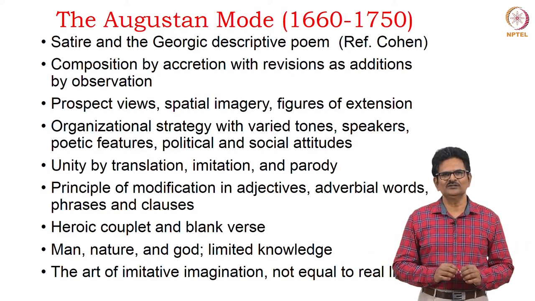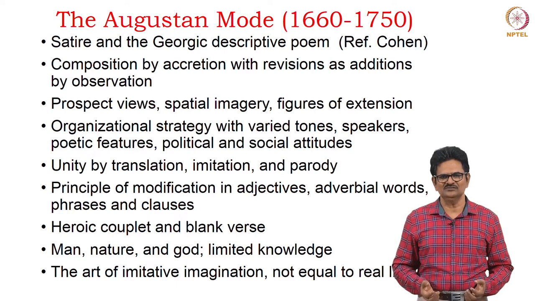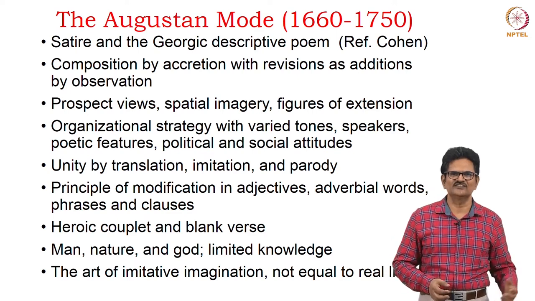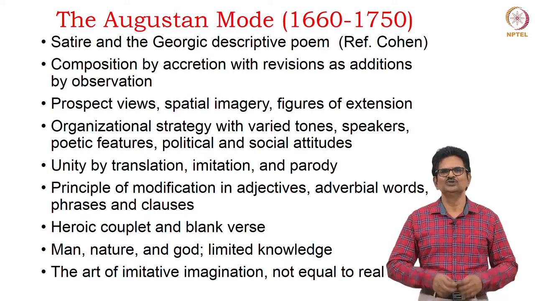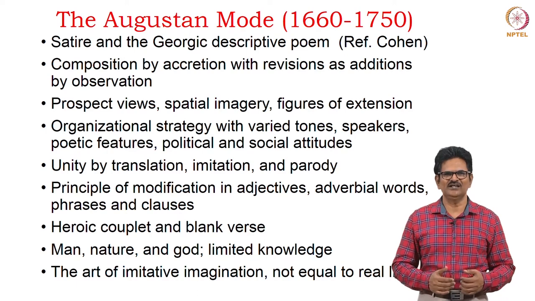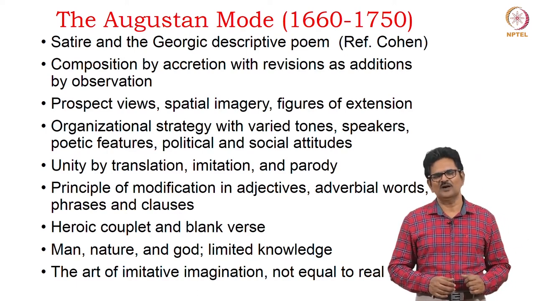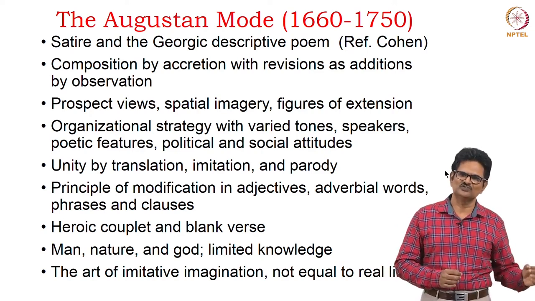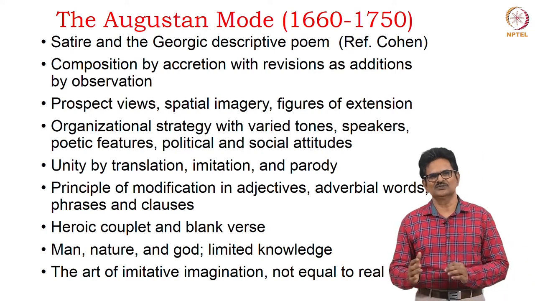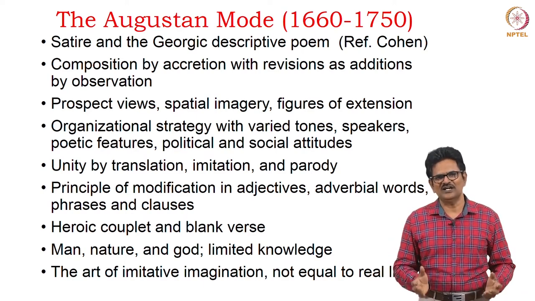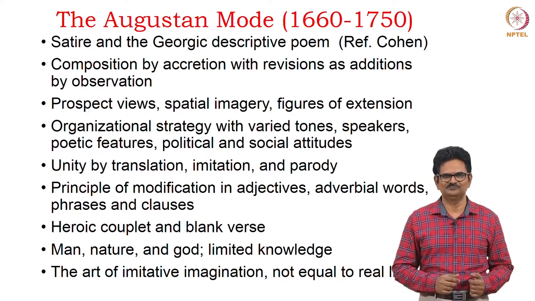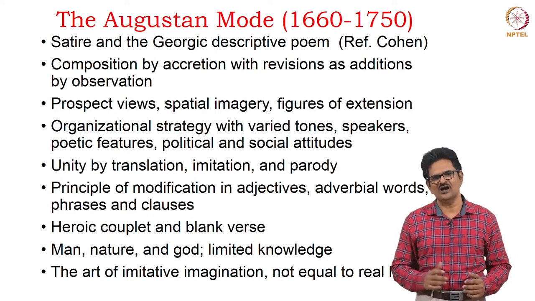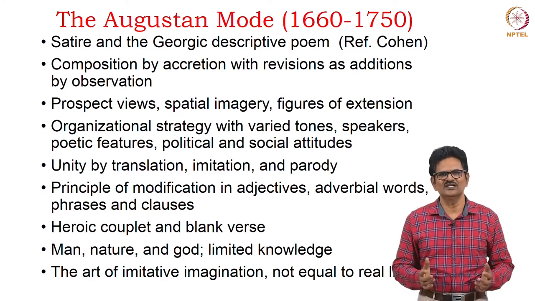They were also using certain principles of modification when it comes to language in terms of adjectives, adverbial words, phrases and clauses. Two primary forms of poetry in this period were heroic couplet and blank verse. It means we have to understand that blank verse, which was started in the Elizabethan period, continued, but heroic couplet happened to be the very predominant form. Most of these authors were concerned with man, nature and God, and also the kind of limited knowledge that they were aware of.